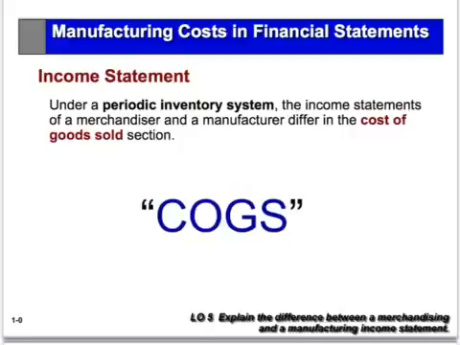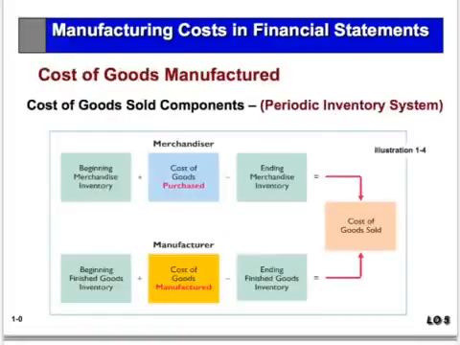Now we are under, as we say, a periodic inventory system. We know exactly how much inventory we have in raw material, in work in process, and in finished goods. And we know the value of the inventory. Now the cost of goods sold section is that part of the income statement that details exactly what were the costs of the goods that were sold.